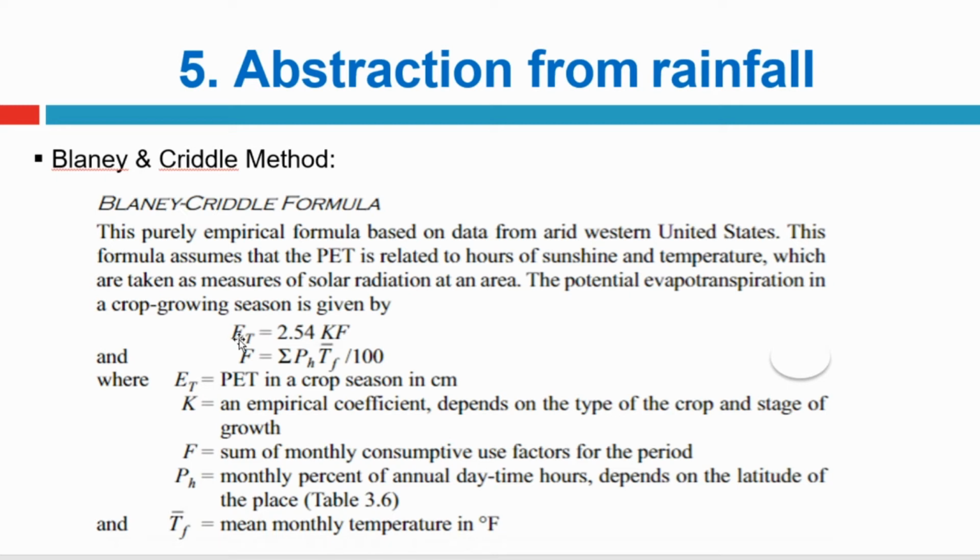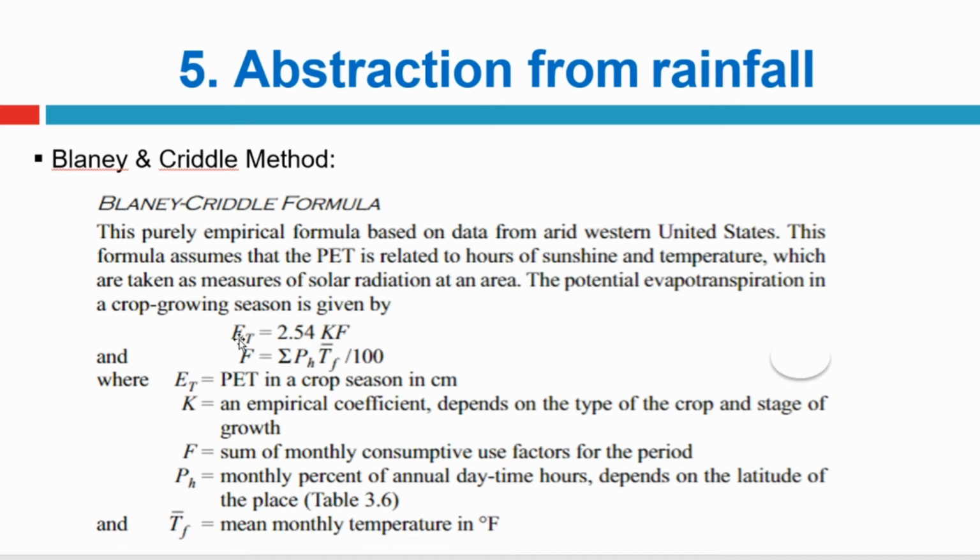So this is how the Blaney-Criddle method can be used. First, identify the type of crop. From the type of crop you can identify the crop coefficient. Then decide the base period of that crop. When you know that a crop is grown for 4, 6 or 7 months, get the data of the monthly percentage of annual daytime hours, the sunshine hours, and the mean temperature of all those months. With all that data, you can estimate the potential evapotranspiration from that area.